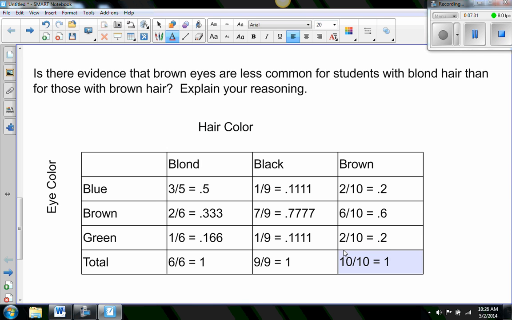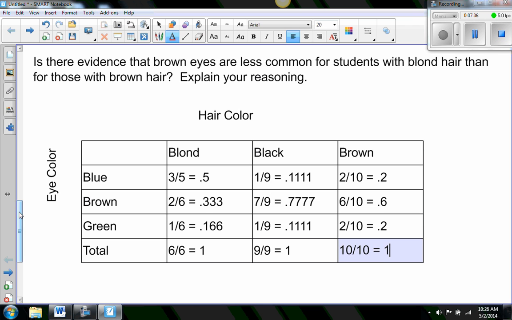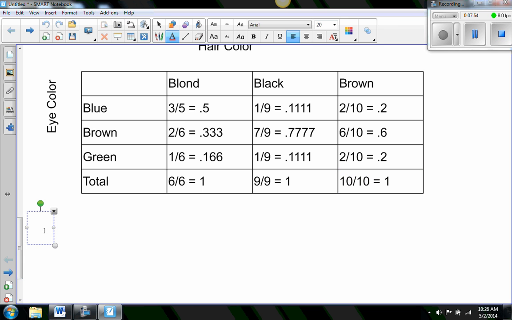So now I should be able to answer the question. It says, is there evidence that brown eyes are less common for students with blonde hair than brown hair? So brown eyes right here. Well, how many blonde-haired have brown eyes? 1/3. How many brown hair have brown eyes? 60%. 0.6. So here's our answer.